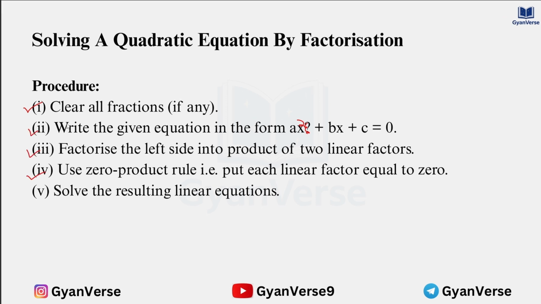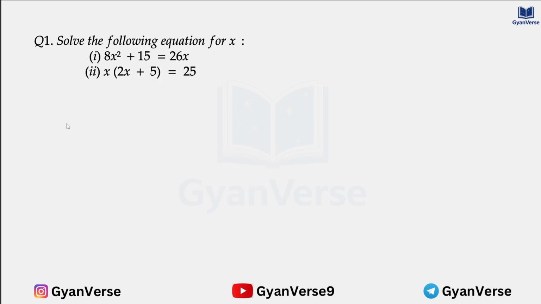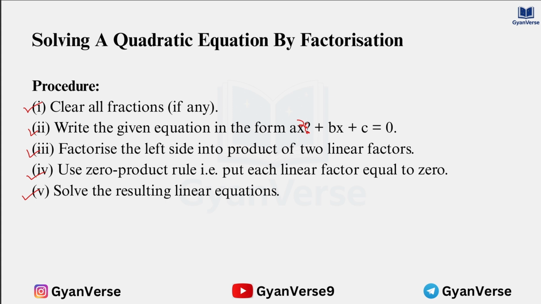Then you have to apply zero product rule and then solve the resulting linear equation. These are the 5 steps that you have to follow. We'll be solving the first question using all these steps, and we will learn how to solve this. Okay, so first one is 8x square plus 15 equals to 26x.